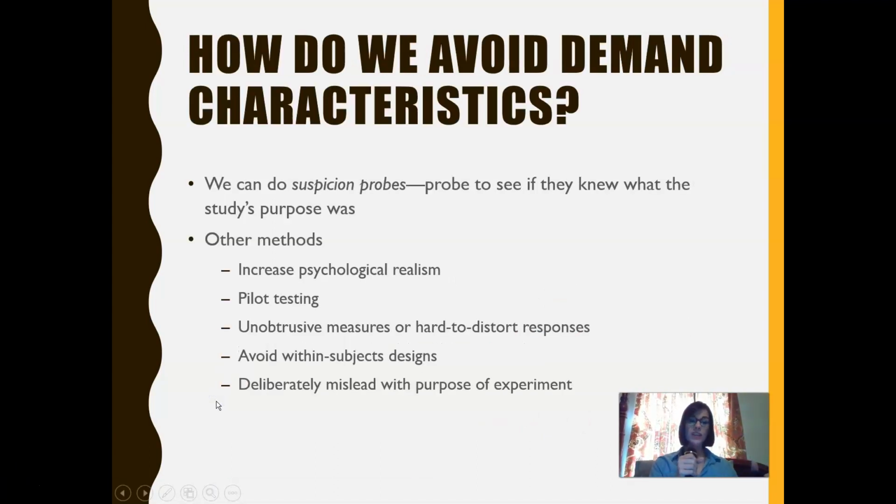So, how do we avoid demand characteristics? Your book talks a bit about manipulation checks. Another way of talking about this is what is known as a suspicion probe. We can do a post-test questionnaire to see if participants knew what the true purpose of the study was. So, for example, last year in our replication study, we were trying to see if priming people with stereotypes of older adults, such as words like old, gray, Florida, helpless, and so on, would cause people to walk more slowly.